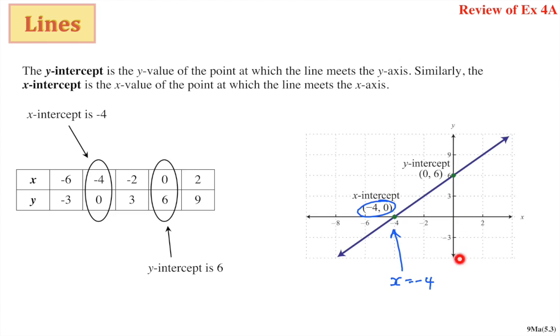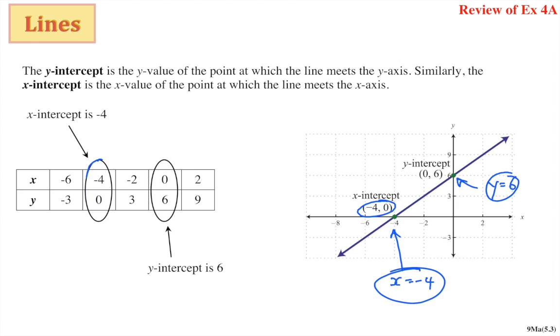Focusing on the y-axis, the line touches the y-axis here. And that's at the point 0, 6. We'd often get lazy and say the y-intercept is at y equals 6. Technically, y equals 6 is a line that goes like this. Technically, x equals -4 is a vertical line that goes like that. But we get a little bit lazy when we're talking about the x-intercept and the y-intercept sometimes.